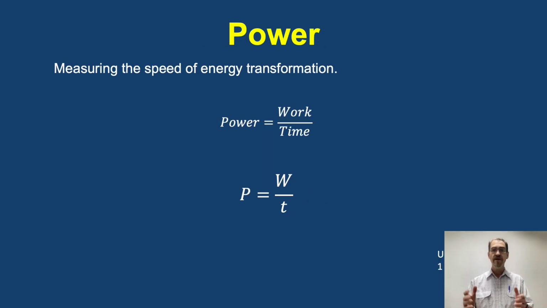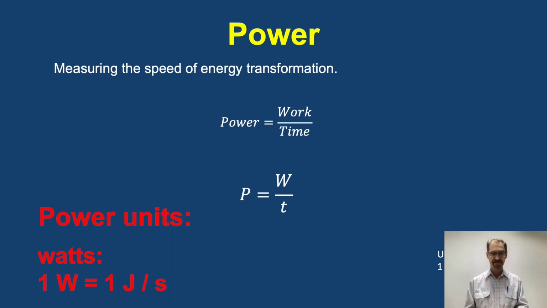Power is a measure of the rate at which we're able to conduct work. Power is measured in watts, where 1 watt is 1 joule per second.